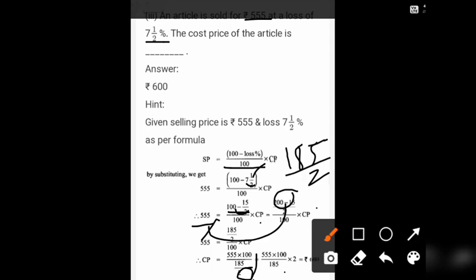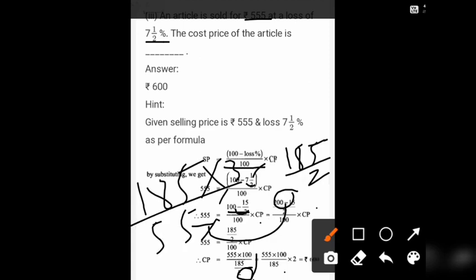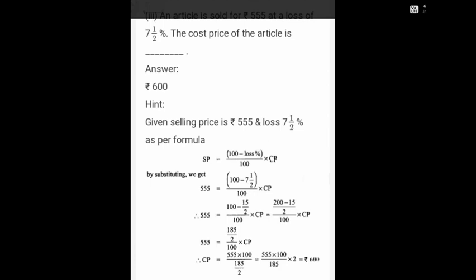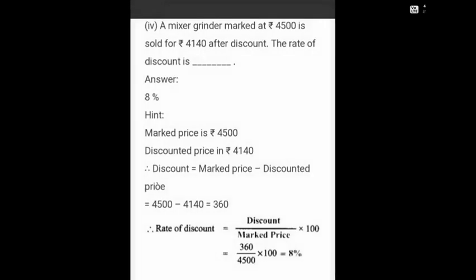Using 185 into 3, we get 555. So using cancellation, this is 3 times. 3 into 100, 300. 300 into 2, 600. Our answer is 600.